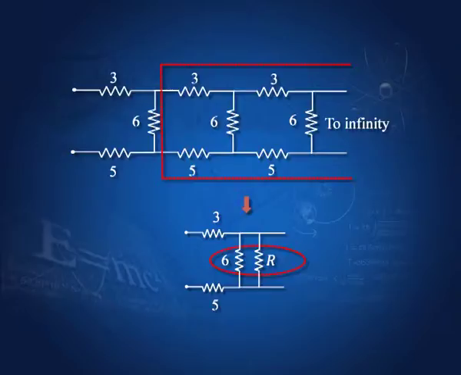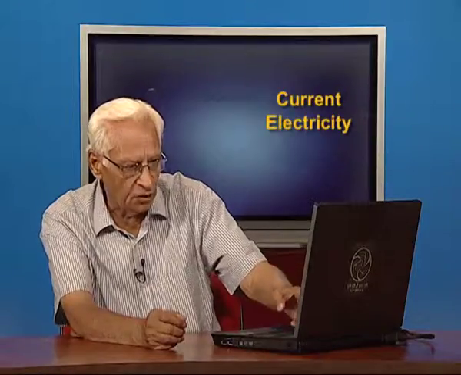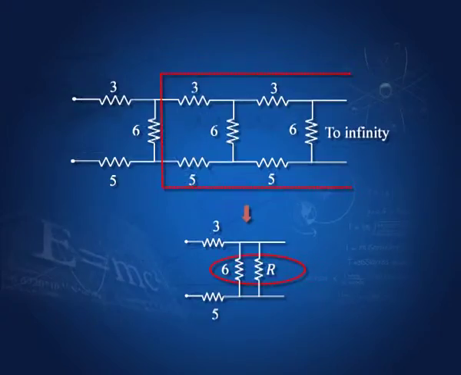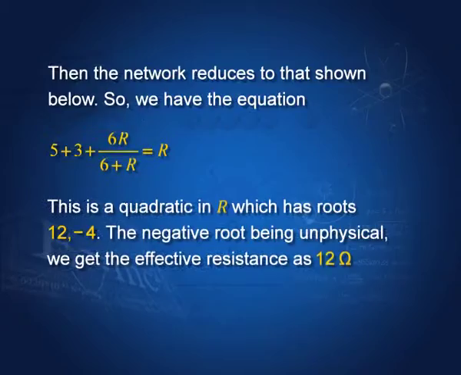I will find the effective resistance of these two parallel resistances, which is 1 by 6 plus 1 by R, reciprocal of that, which is 6R by 6 plus R. So, they are now in series. So, 5 plus 3 plus 6R by 6 plus R, and their value must be equal to the value for the infinite network, equal to R. So, this is a quadratic equation which we can solve. This has two roots, 12 and minus 4. Minus 4, of course, is unphysical because resistance cannot be negative. So, we have the resistance of this network equal to 12 ohms.